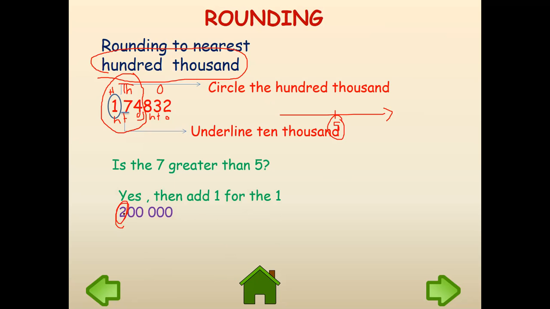So 1 becomes 2. Then all the digits after the circled digit will be zeros. So 1, 2, 3, 4, 5 zeros. Okay? So we look at the 100,000 digit. Either it stays the same or we add 1. Here we add 1 because 7 is more than 5. So 1 becomes 2. Then I will place the rest as zeros.